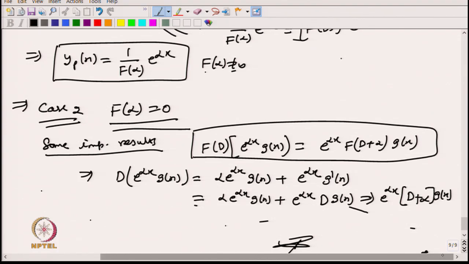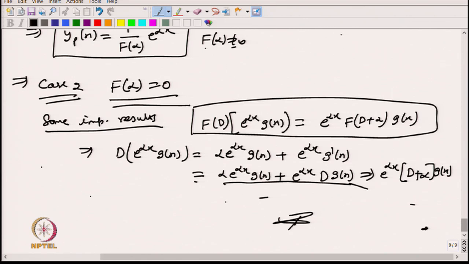Now if we expand this, it is a derivative plus some constant operating on g of x, so it will be the first derivative of g of x, e raised to power alpha x g dash of x, plus e raised to power alpha x alpha g of x. So you get this value, and this can be written as this one. Similarly, I can define this for D square of e raised to power alpha x g of x.